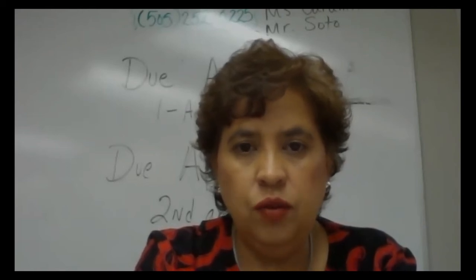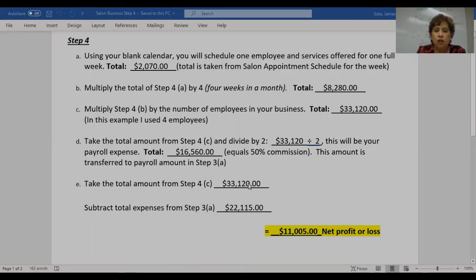So what you do now is total all the expenses that you had from step 3. It cost me $22,115 from the expenses that I had, which included rent, utilities, advertising, monthly supplies, water, gas and electric, which are your utilities, your telephone landline, and your payroll. And if you want, you can include your business cell phone too, because you can deduct that as a business expense.